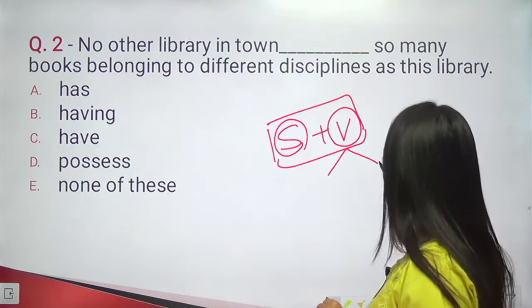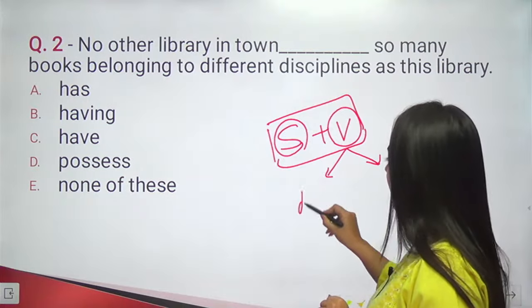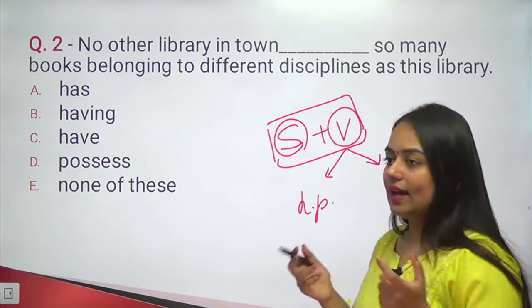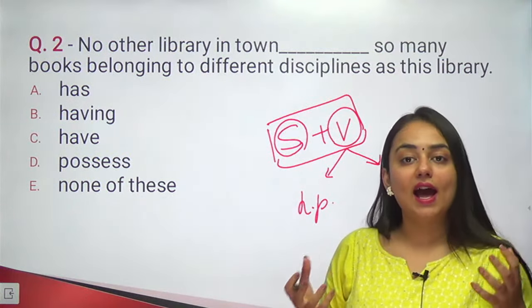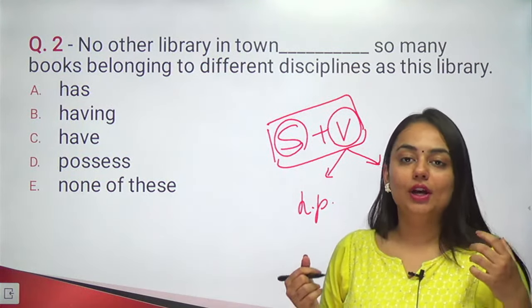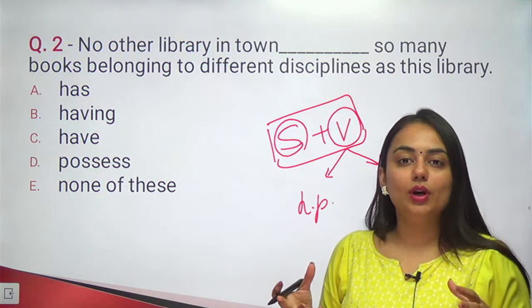Now verbs are of two types. एक होती है helping verbs like is, am, are, has, have, would have, will have, and was, were, had.